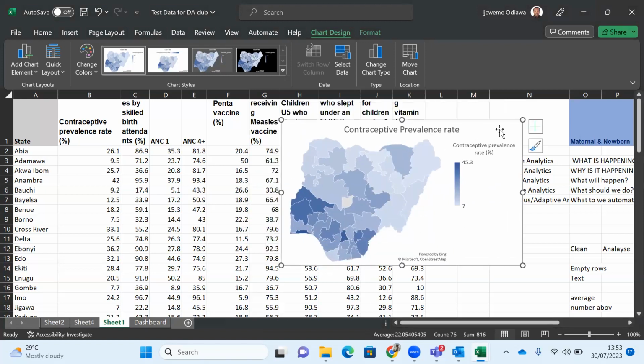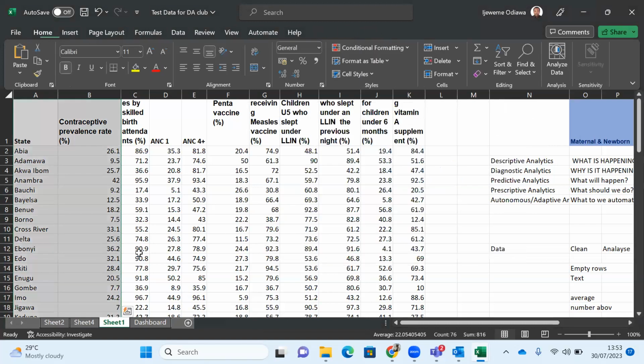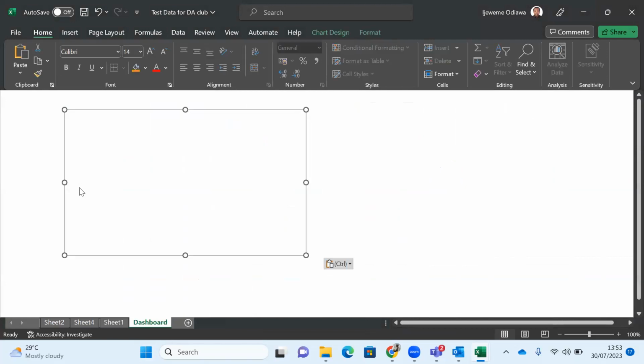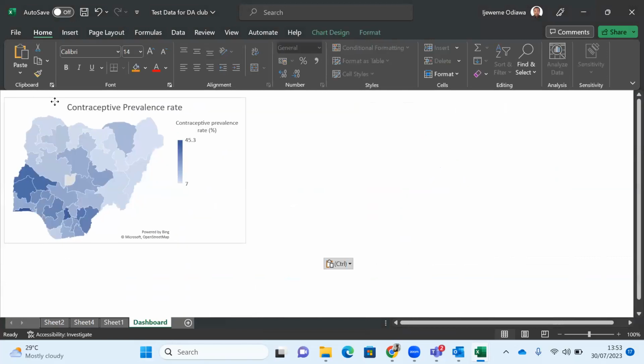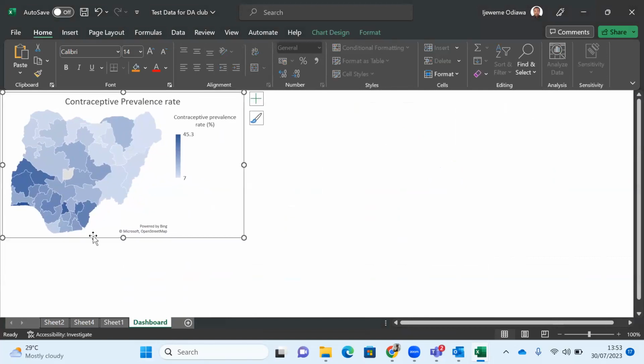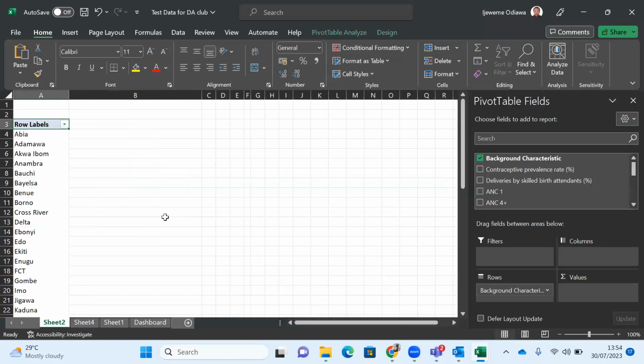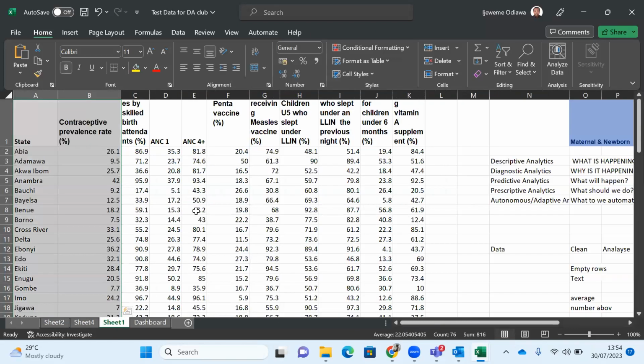So we can carry our first chart, copy it or cut it and put it on our dashboard. So there we go. At least we can already see that the Southwest and Southeast are the ones doing well as far as this data set is concerned. But let's continue and see what the other ones will tell us.